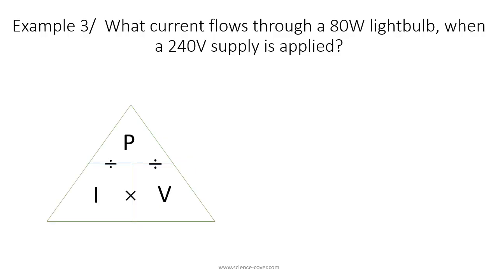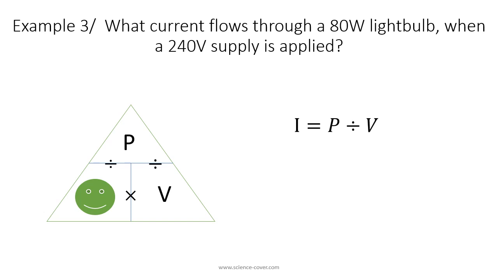Let's look at an example of how to rearrange the equation. What current flows through an 80-watt light bulb when 240 volts is applied? So here we're after the current, so that's I. We cover up I, and it leaves us P divided by V. So I, the current, must be P, the power, divided by V, the voltage.